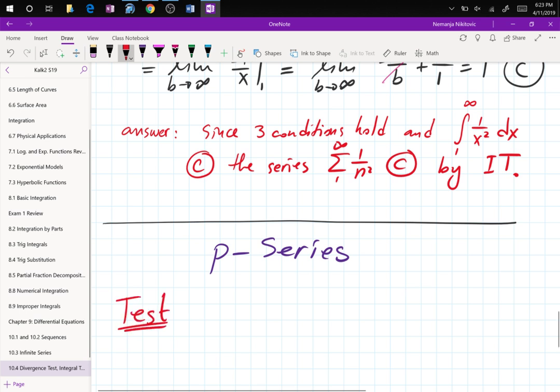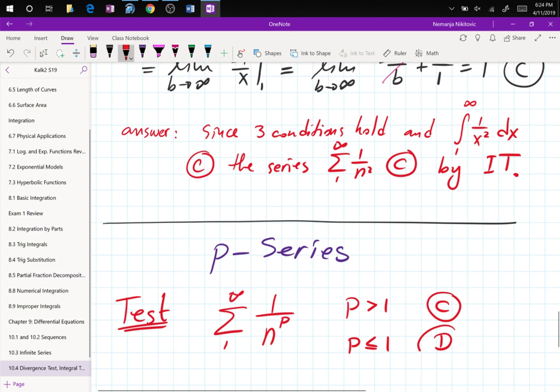What's the test for P series? So, you look at the P, just like you look at the R for geometric, now you're going to look at the P. That's it. This is the form. Summation 1 to infinity, 1 over n to the p. P is the power. So now, if p is bigger than 1, we have convergence. If p is less than or equal to 1, it's divergent. Done.